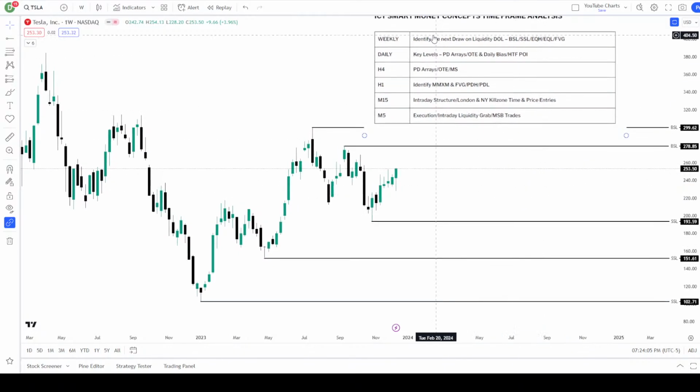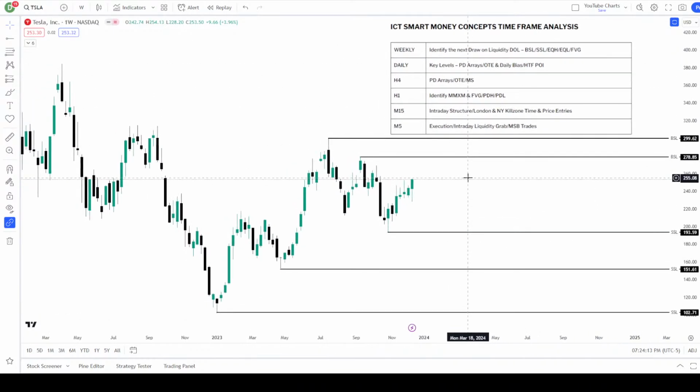All right, so when we're looking here, identify the next draw on liquidity. We're buy side and sell side. We already took those. Okay, so now equal highs and equal lows. And so equal highs and equal lows are going to be found in candle wicks. And they don't have to be candles that are right next to each other. They can be candles that are apart from each other. And they don't have to be perfectly equal. They could be relatively equal.